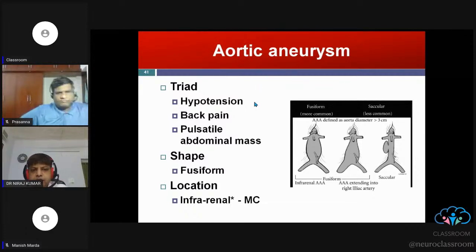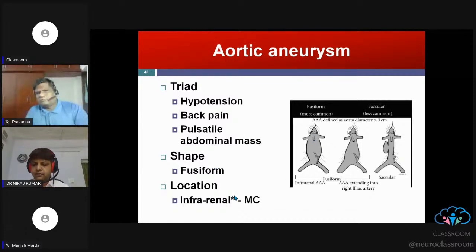So first of all, we have to see the aortic aneurysm. The clinical triad of abdominal aortic aneurysm is hypotension, back pain, and pulsatile abdominal mass. Hypotension, back pain, and abdominal mass is the clinical triad of abdominal aortic aneurysm. But remember, this is not present in all the cases. The most common shape is fusiform, and the other is saccular. So fusiform is the most common, and the most common location is infrarenal.